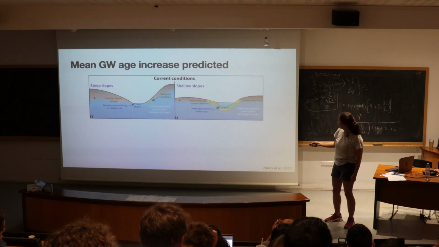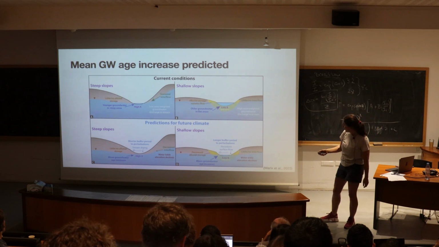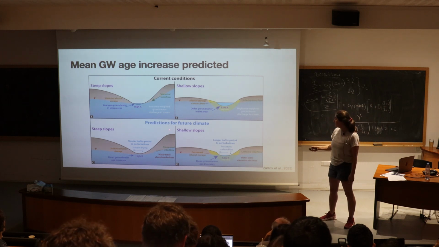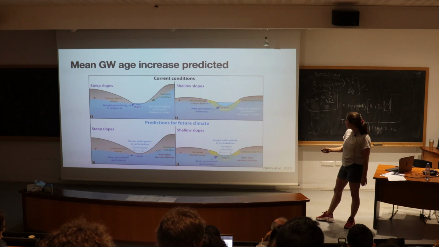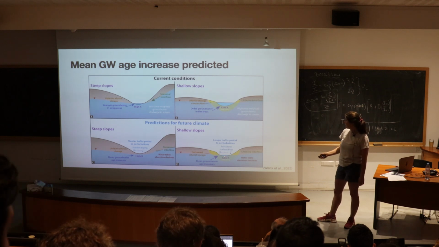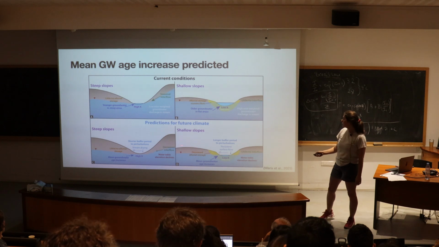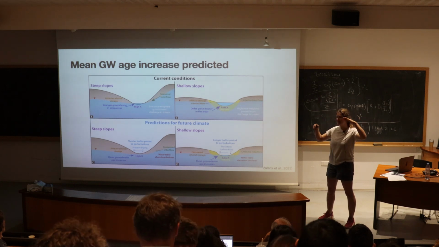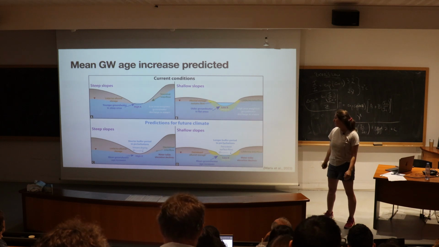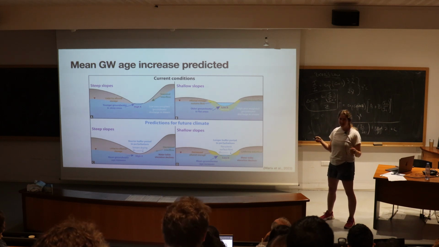And so Works et al. put out some predictions for the future climate, and they predicted in steeper slopes that we might see periods of stream drying more often, and in the shallow slopes that we will see maybe lower but persistent surface flow. And in both scenarios, for steep or shallow slopes, they're predicting a drop of the water table and an increase in mean groundwater age.